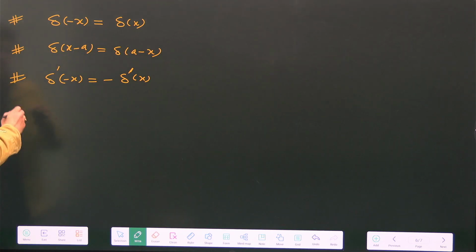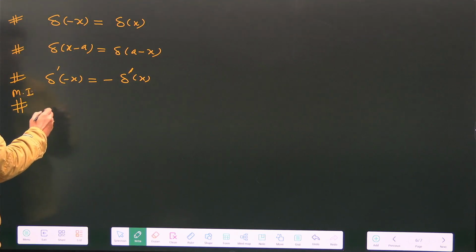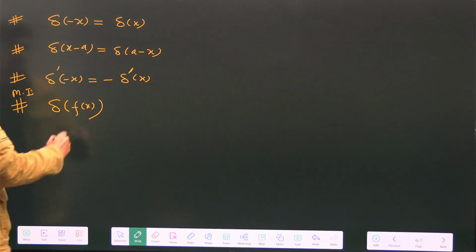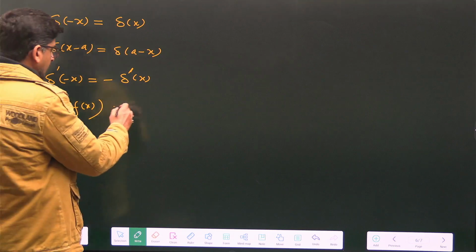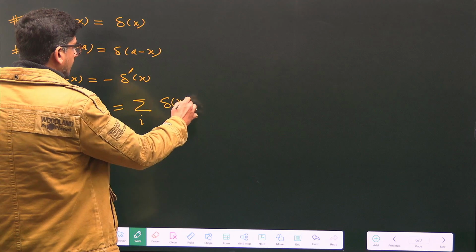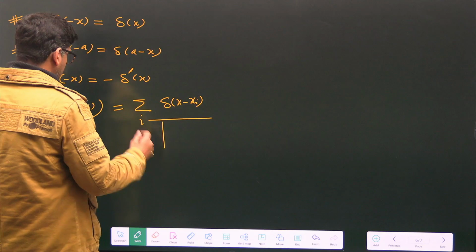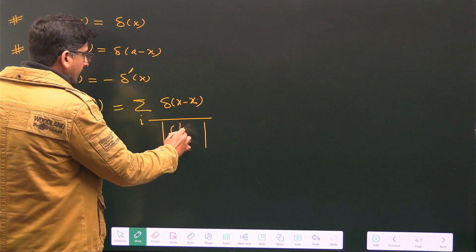And most important, what is delta function of f(x)? अगर डेल्टा फंक्शन के अंदर कोई फंक्शन आ जाए तो ये सम बहुत सारे डेल्टा फंक्शंस आ जाते हैं यहाँ पे. तो it is summation i delta(x minus x_i) upon mod of f dash x_i.